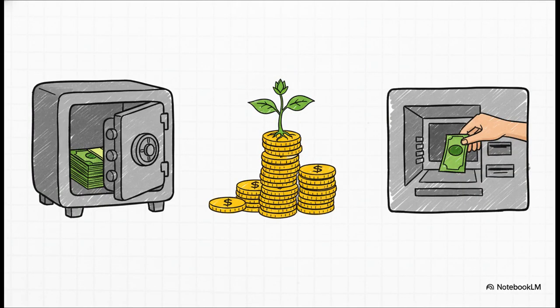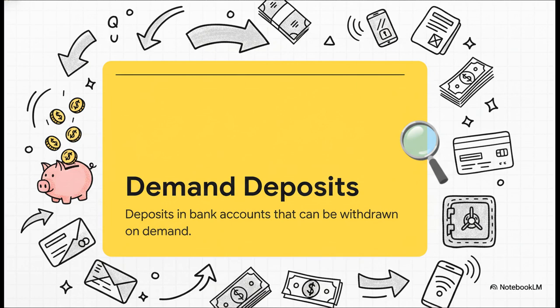They deposit it in banks. And this is a very smart thing to do. Why? Because first, the money is safe in the bank. Second, the bank actually pays a little extra money, called interest. And third, you can take out your money whenever you need it. Because these deposits in your bank account can be withdrawn on demand, they are called demand deposits. Please remember this term. It is very, very important.